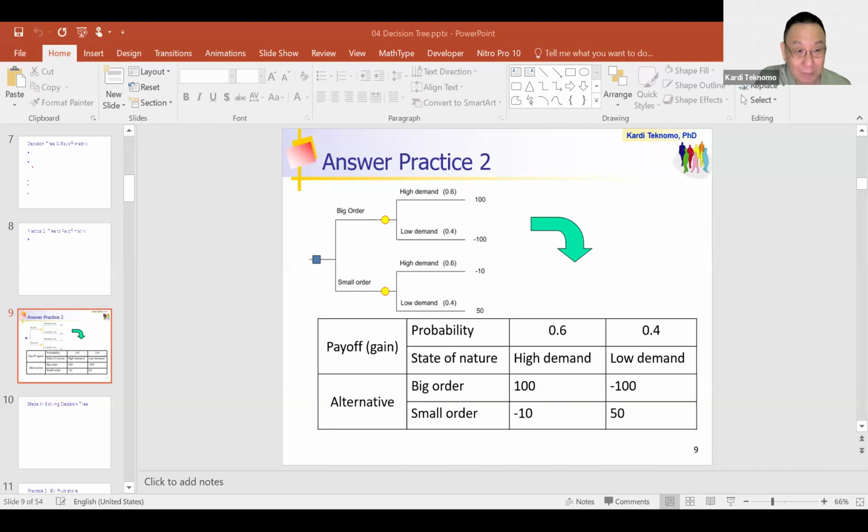So in the decision tree, look at this. Your first node is the decision node, and of course in the decision node you have the alternatives, big order and small order. Then the yellow one here represents the chance node, so the branches are the states of nature. The values in the parentheses here represent the probability of each state of nature. Now the leaf node represents the payoff.